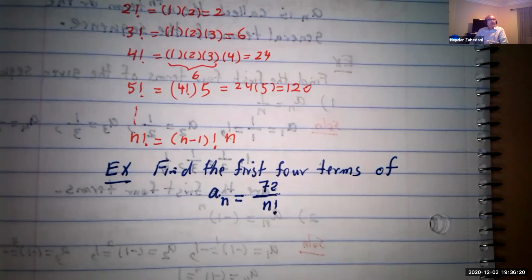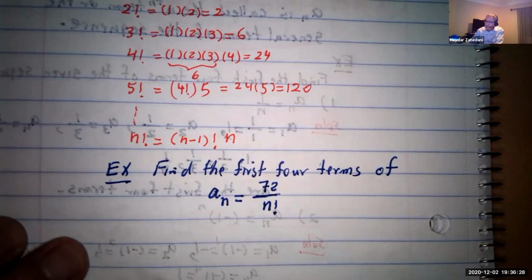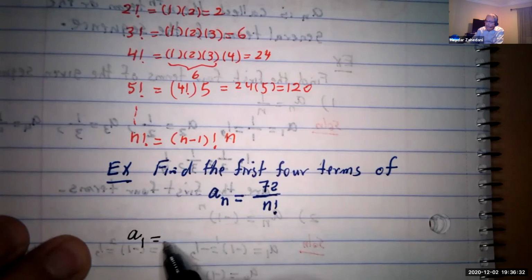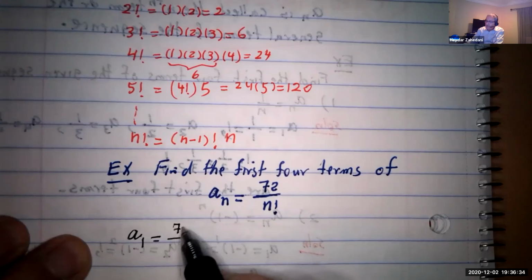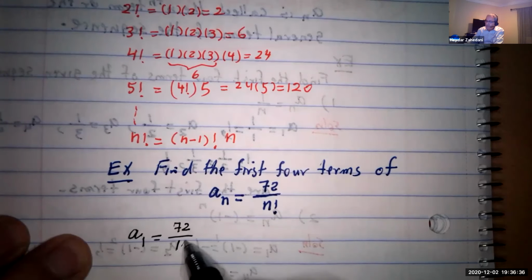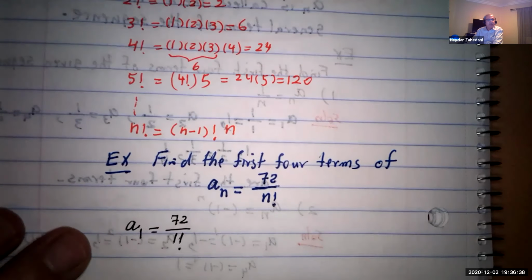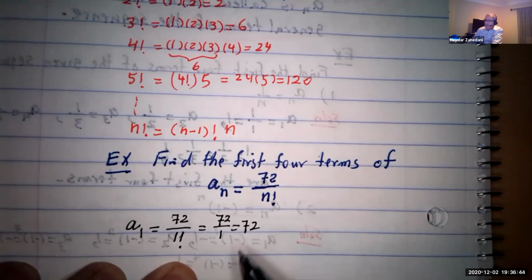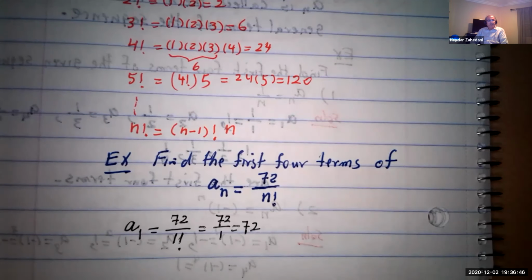Okay, this is the way you may be questioned regarding the factorials. So just go ahead, get these numbers. If we replace the n by 1, a_1 is equal to 72 over 1 factorial. But 1 factorial is 1. So that gives us 72 over 1, which is 72. So that's the first term of your sequence.